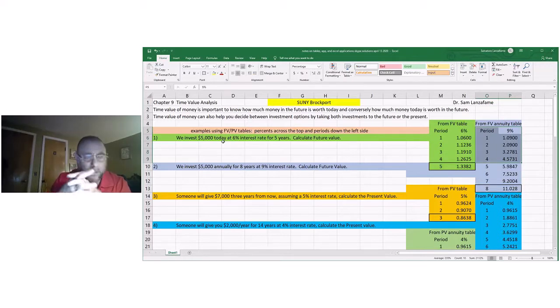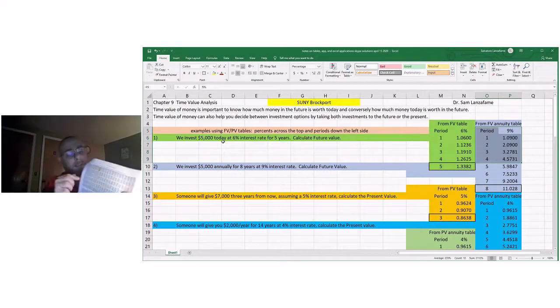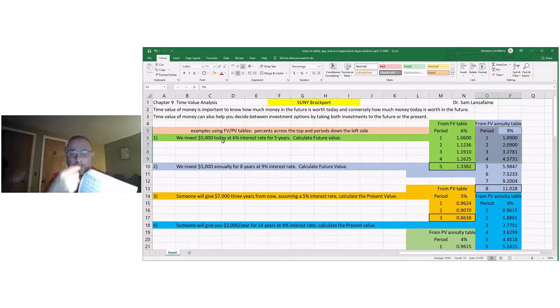So when you're looking up these tables, it's very easy to work with. And again, I don't know if you can see this first one that I have here, but as long as you can find where the two numbers intersect, then basically you have your answer. So for example, in this particular case, I said we're investing $5,000 today at 6% interest rate for 5 years.